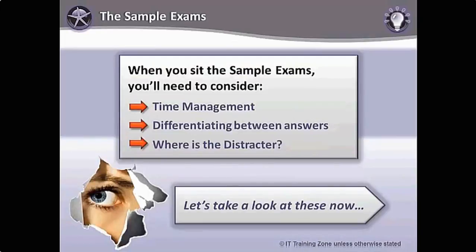When you sit the sample exams, you'll need to consider the following points: time management, differentiating between answers, and where is the distractor? Let's look at these in more detail.